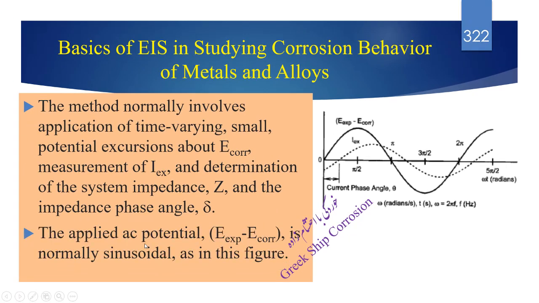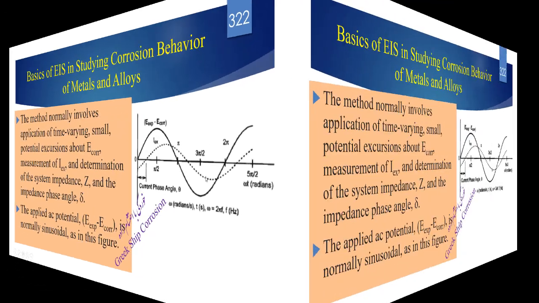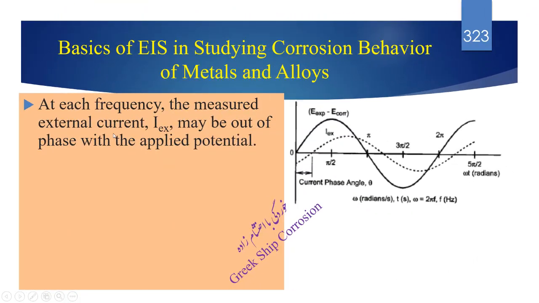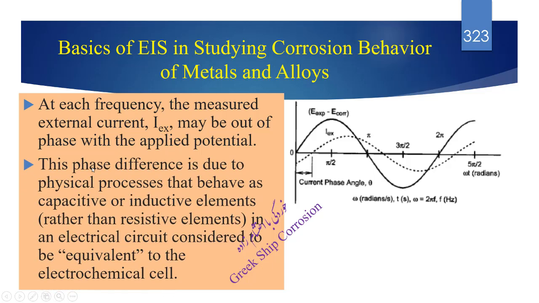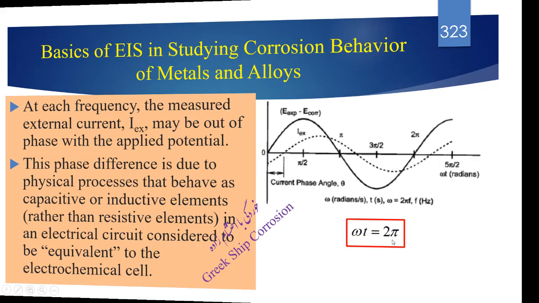The applied AC potential, E experimental minus E_corr, is normally sinusoidal as in this figure. At each frequency, the measured external current I_x may be out of phase with the applied potential. This phase difference is due to physical processes that behave as capacitive or inductive elements rather than resistive elements in an electrical circuit considered to be equivalent to the electrochemical cell. Omega t is equal to 2 times pi.